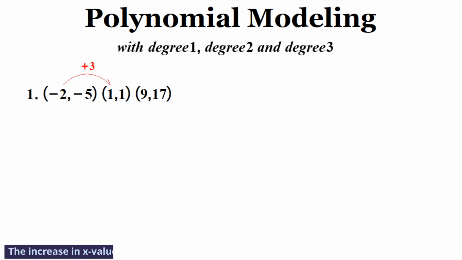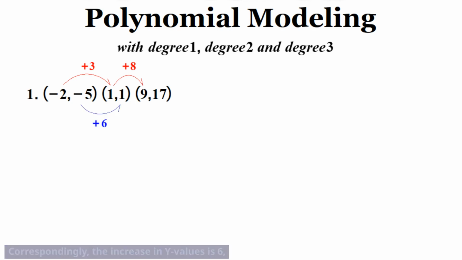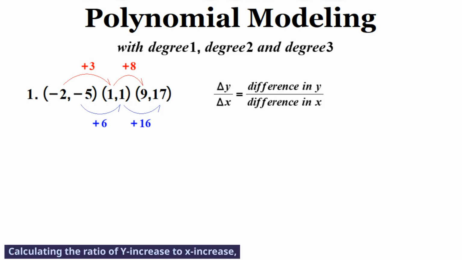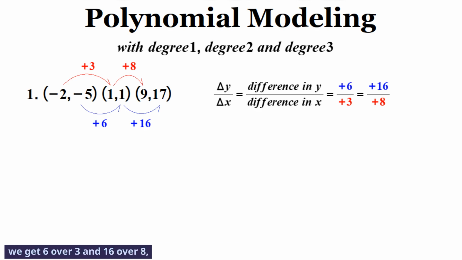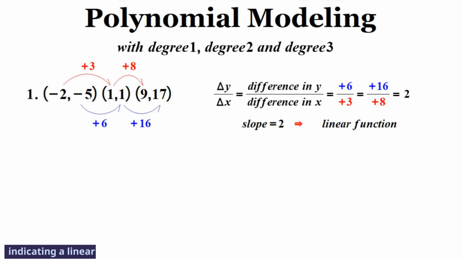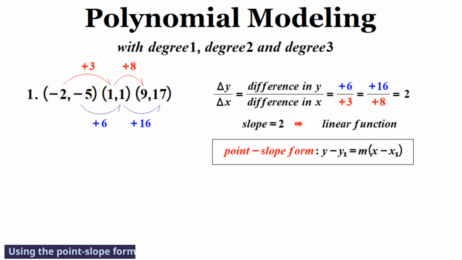The increase in x values is 3, followed by 8. Correspondingly, the increase in y values is 6, then 16. Calculating the ratio of y increase to x increase, we get 6 over 3 and 16 over 8, both equal to 2. Thus, the slope is 2, indicating a linear function, using the point-slope form of a linear function for convenience.